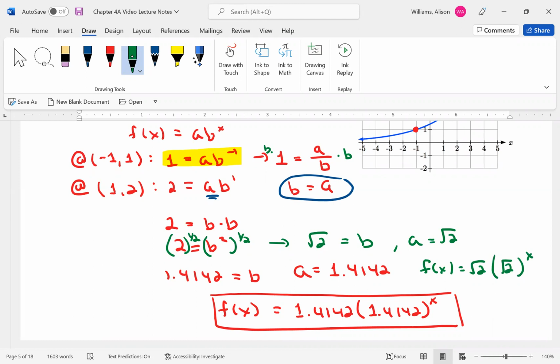The decimals, though, are fine, so you can go ahead and stick with the decimals for our answer.